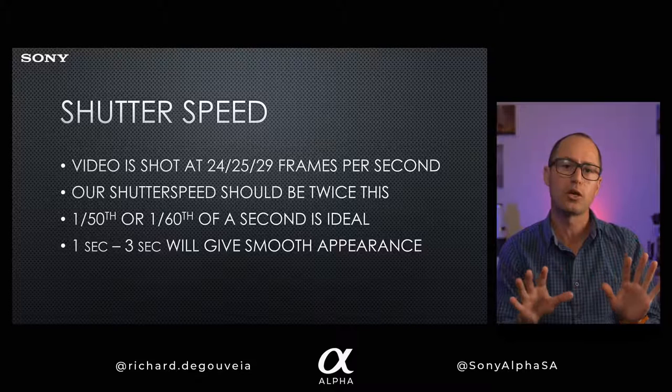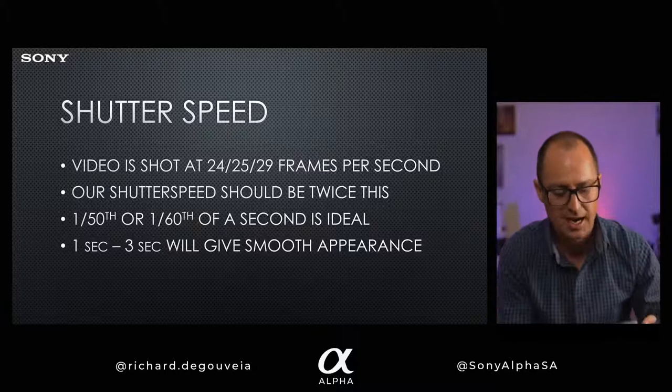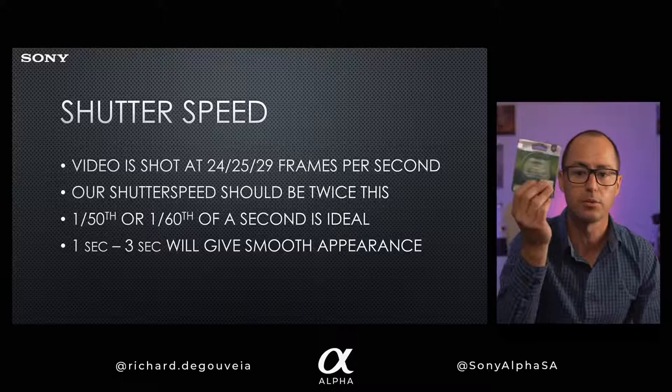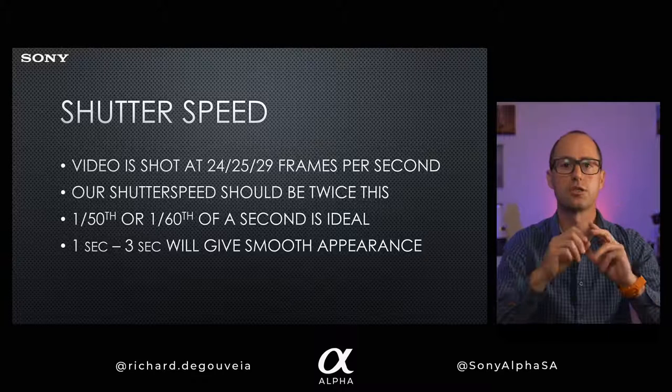And that is when this guy comes into his own, the ND filter. Having one of these will allow you to slow your shutter speeds to these incredibly slow points, which will then give us the smooth transitions going through photos.